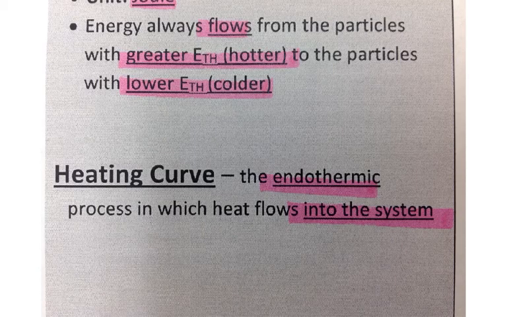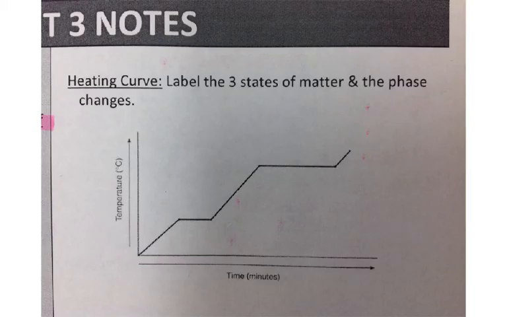We're going to be looking at a heating curve. You guys did this with the Icy Hot Lab. And a heating curve is actually an endothermic process, because endo means within. Okay, and the heat is going to flow into the system itself. So if we look at our heating curve over here, it wants us to label the three states of matter and the phase change. So we have our first line down here.